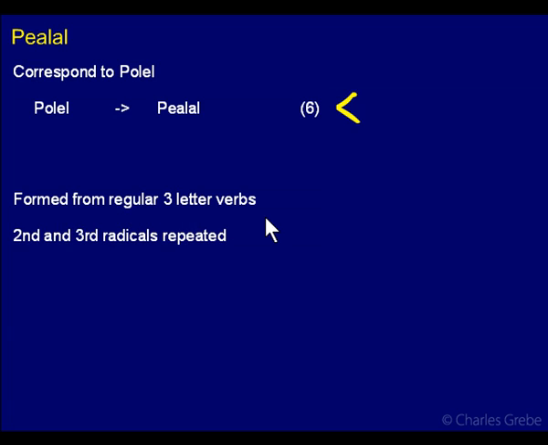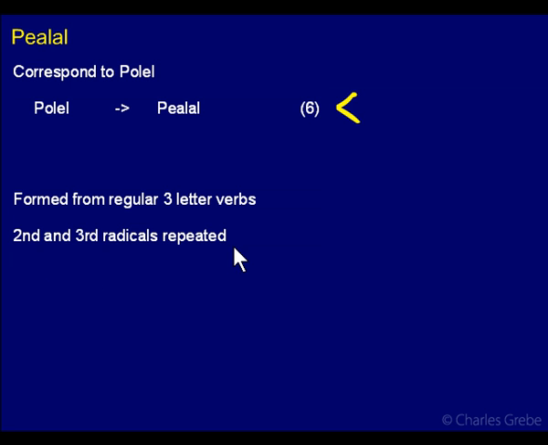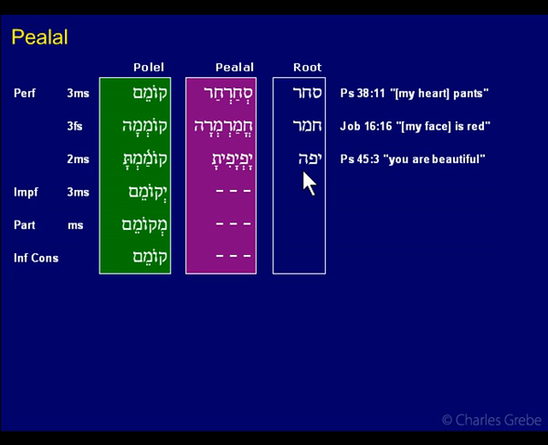Formed from regular three-letter verbs. Okay? As opposed to hollow verbs or geminates. These are formed from regular three-letter verbs. And it's the second and third radicals that are repeated. So number 2 and number 3, that's what gets repeated. There you have the Pealal.